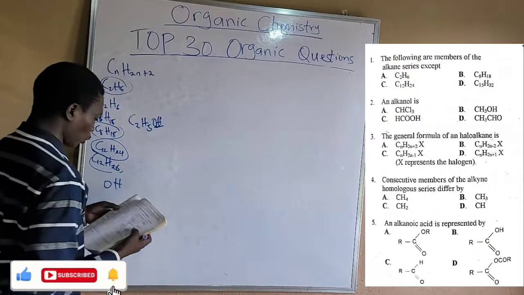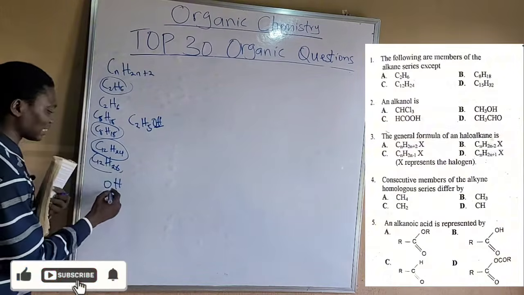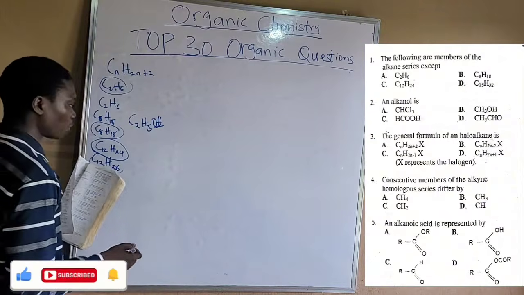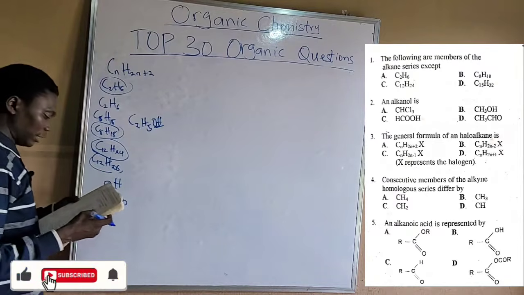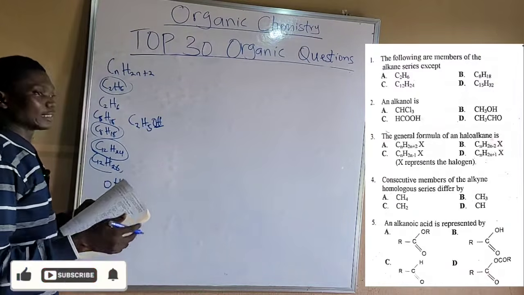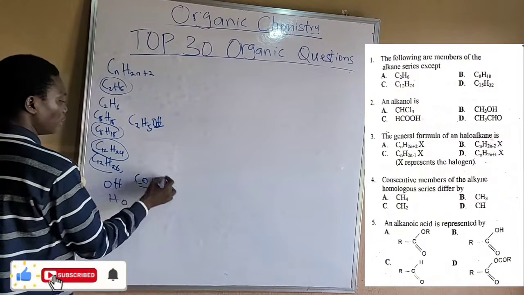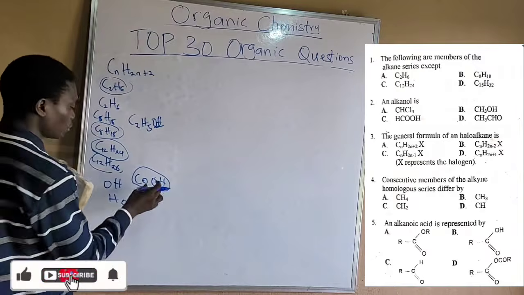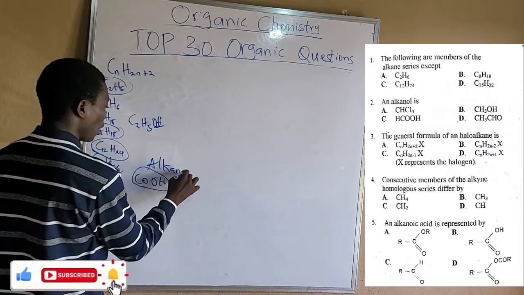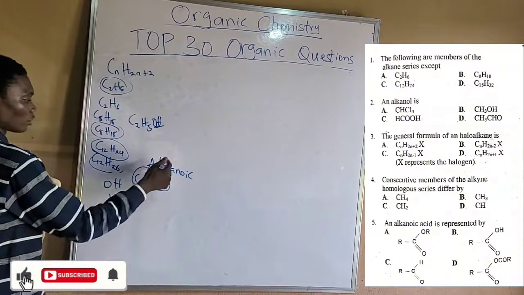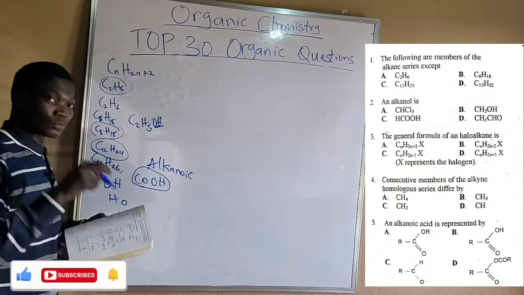Now, if you look at option A, it doesn't have any OH. Option B has OH. Now, option C has CHO. No, that is not the functional group. It's not HO, it is OH. So option D is wrong, and option C has COOH. Although there's hydrogen, this is a functional group of alkanoic acid, not alkanol. It is alkanoic, okay? Not alkanol. Alkanol has a functional group of OH. So the correct answer to that is option B, okay?